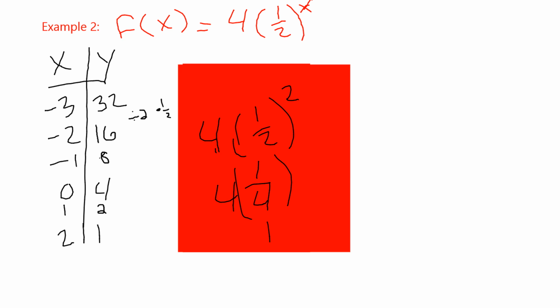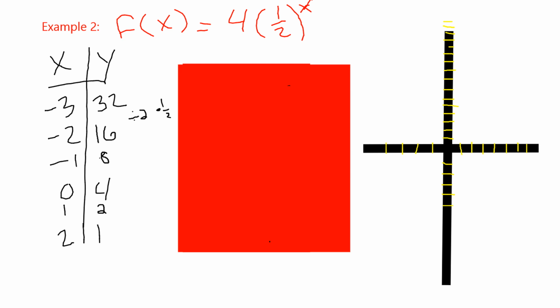So now we're going to go ahead and graph this. So the first thing we're going to do is create our scales. Again, we're going to go by 1 on the x-axis. And we're going to go by 2s on the y-axis. And same thing below. So now I'm going to go ahead and plot my points. So my first point is -3, 32, which is up here.